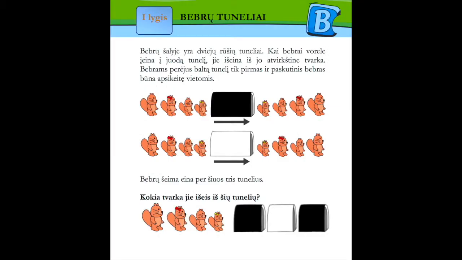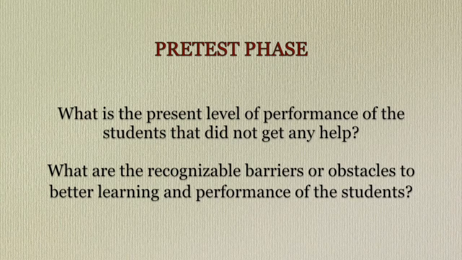Analysis of the task in terms of the cognitive map has to be done before the assessment in the classroom, seeking to understand the requirements of the task and possible difficulties for the students. The second step in the pretest phase seeks to understand what the present level of performance of the students is without help, and what the recognizable barriers or obstacles to better learning and performance of the students are.